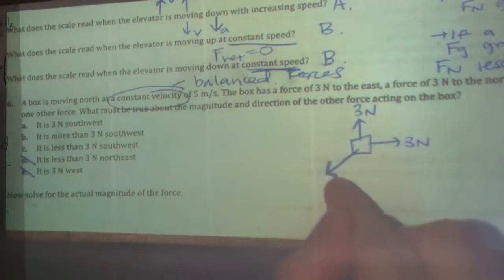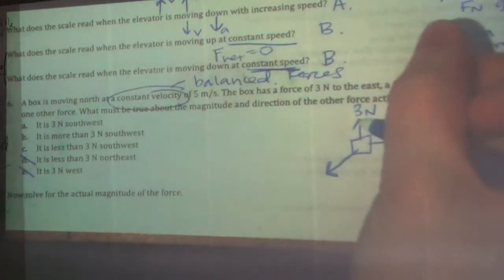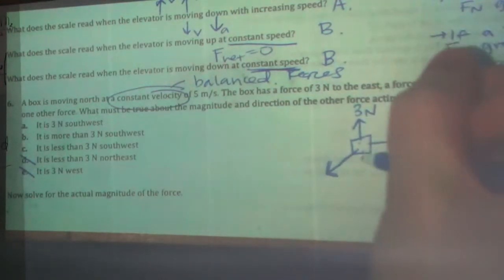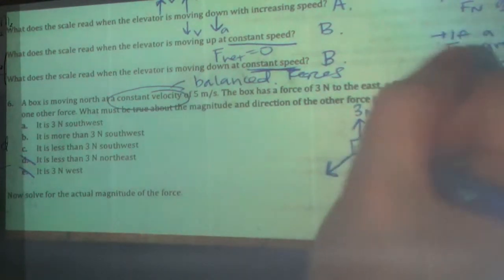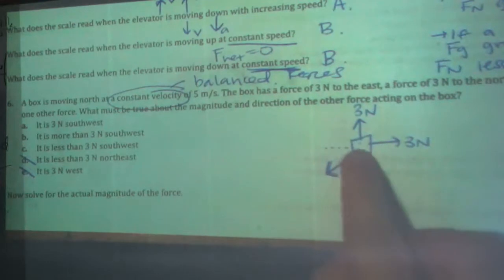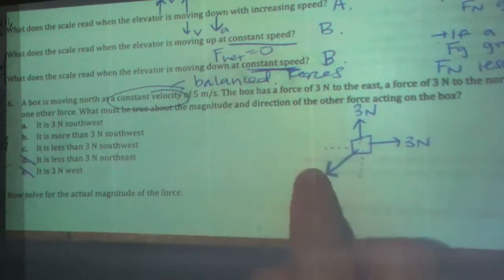Is it more than 3 newtons? Is it less than 3 newtons? Remember, the idea is that you need this 3 newtons north to be balanced by 3 newtons south. You need this 3 newtons to the east to be balanced with 3 newtons west. Now this is together one force. The south and the west make one force.